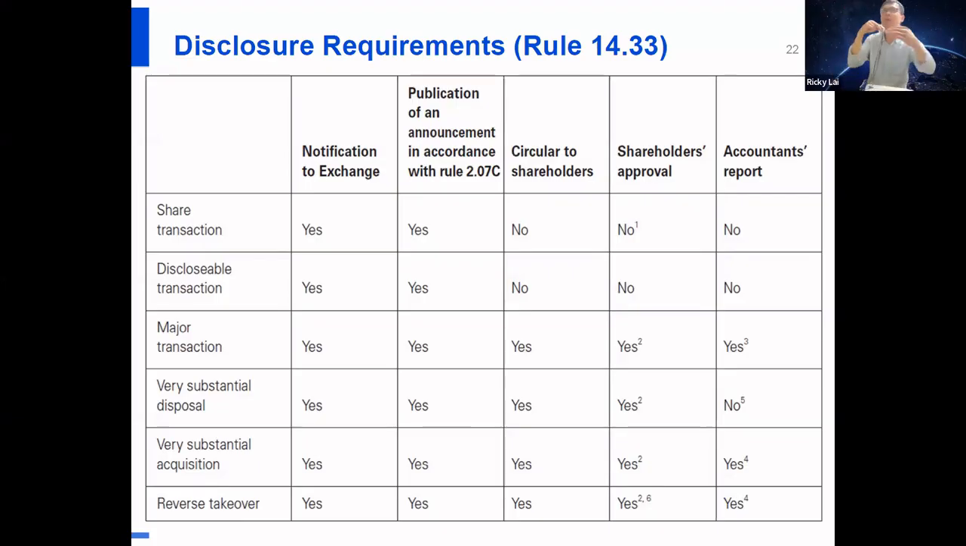So first of all, notify the stock exchange regarding the proposed notifiable transaction. Then the announcement is required for every type of transaction. And because a major transaction or above requires shareholder approval, the circular must be published on the company website and the stock exchange website for shareholder information, and also include the notice of the general meeting. And also for acquisition, the company should appoint the accountant to prepare the accountant's report and put this accountant's report in the circular.